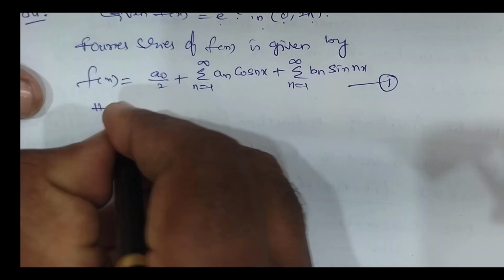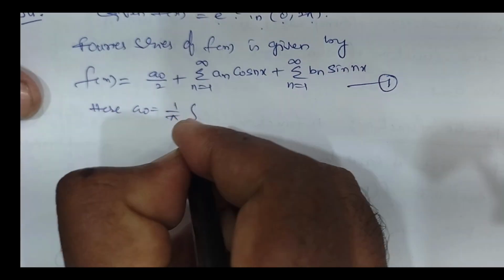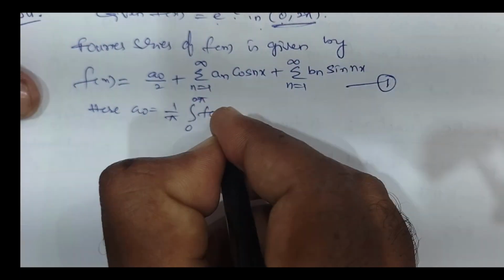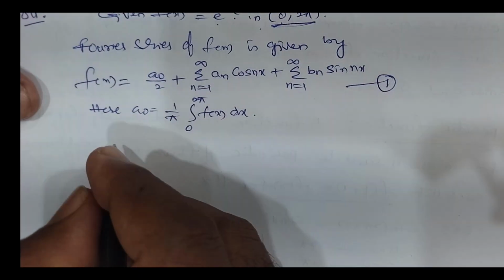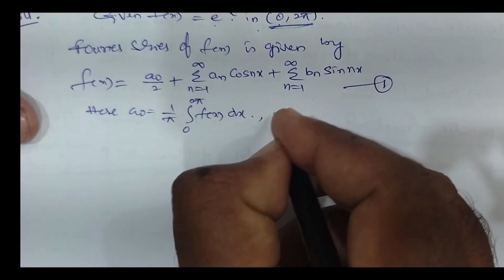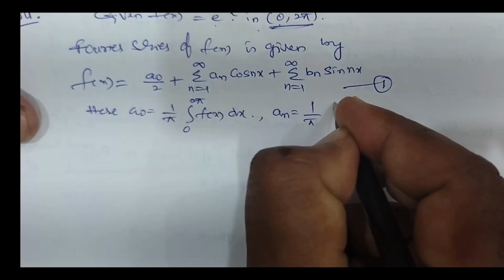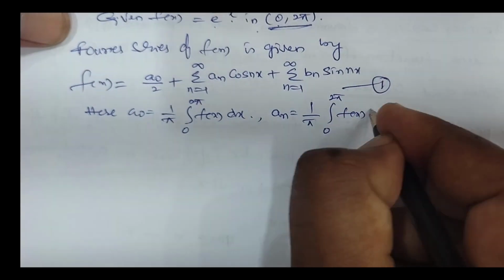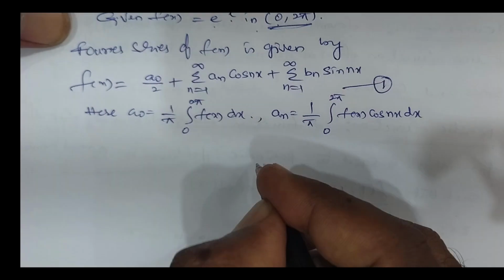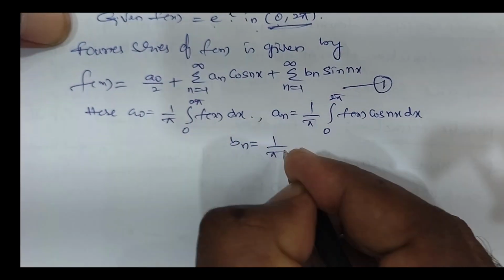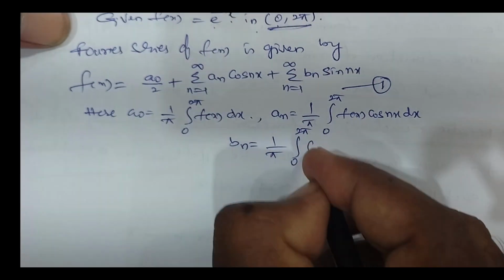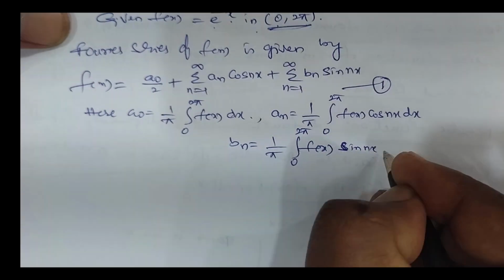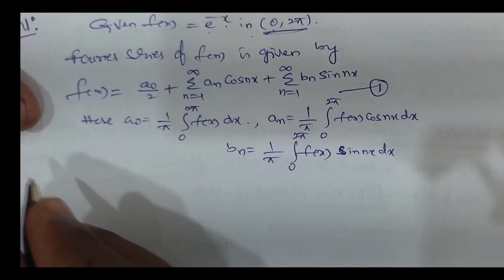Here a naught is equal to 1 by pi into integration, limits 0 to 2 pi, f of x dx, and a n is equal to 1 by pi into integration 0 to 2 pi f of x into cos nx dx, and b n value is 1 by pi into integration 0 to 2 pi f of x sin nx dx. So first to solve a naught value.